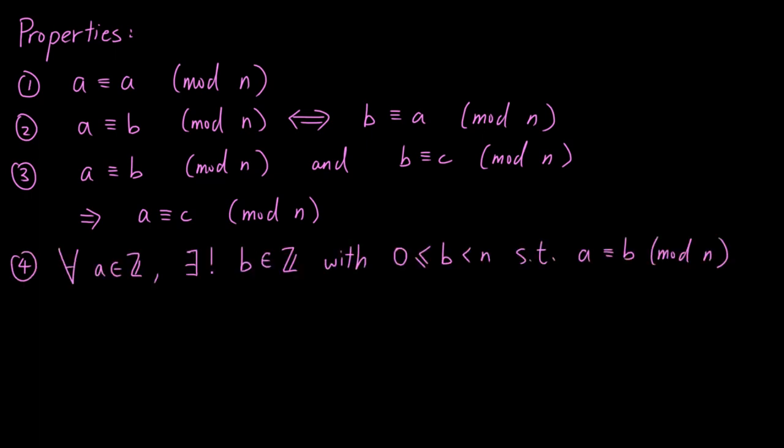Lastly, for all integers a, there exists a unique b where b is greater than or equal to 0 and less than n, such that a is congruent to b mod n. In this case, b is just the remainder when a is divided by n.